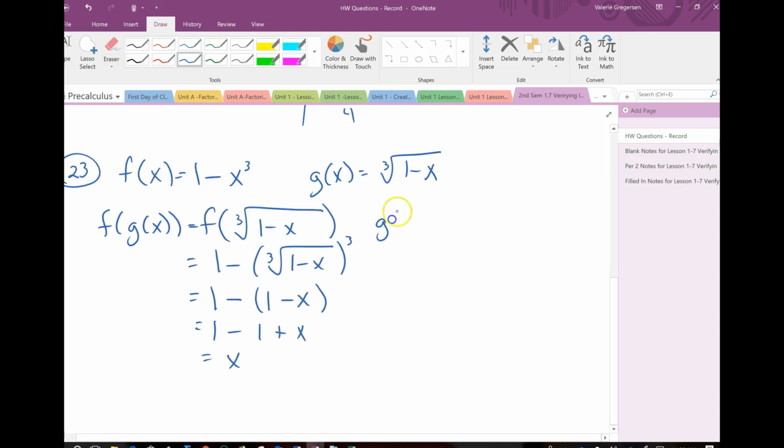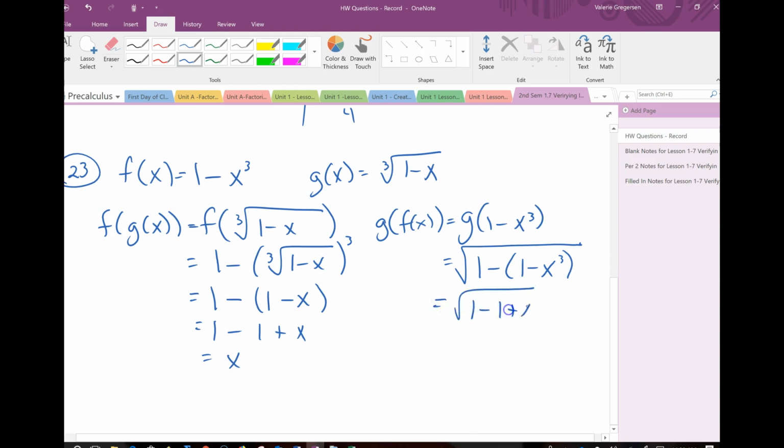But then we're going to go g of f of x. Well, my function this time is I'm plugging in the function f, so I get 1 minus x cubed. That goes into my function g. And then when we do that, we get 1 minus the quantity, 1 minus x cubed. So I end up getting 1 minus 1 plus x cubed. Oops, I forgot my cubic root here. I get the cubic root of x cubed. Is that also x? All right, great.